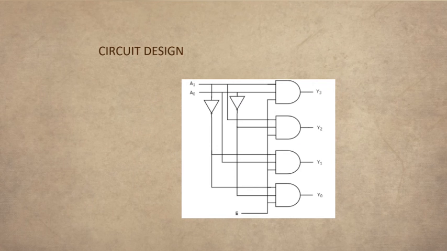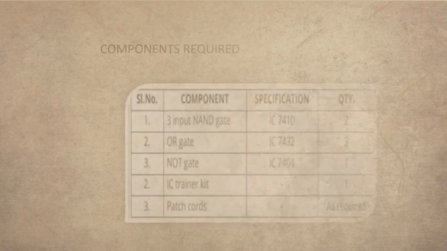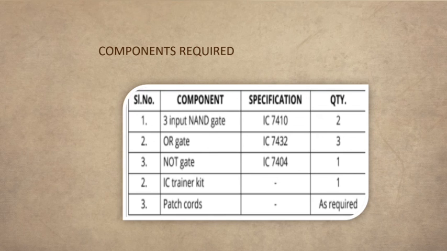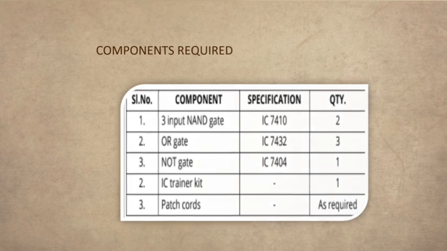Input and output variables. Input variables E, A1, A0, output variables Y0, Y1, Y2, Y3. This is the truth table for decoder. This is the circuit design. Components required: NAND gate.